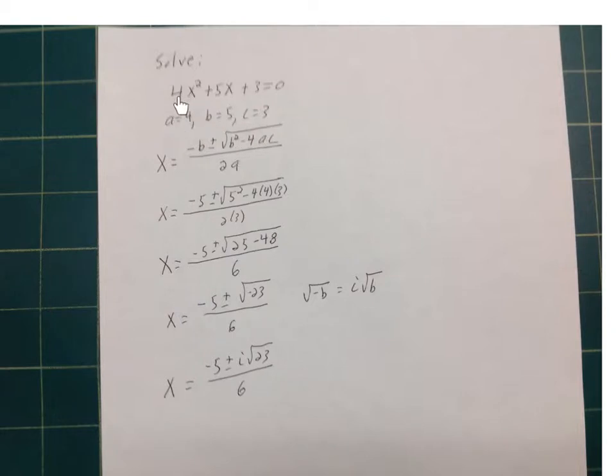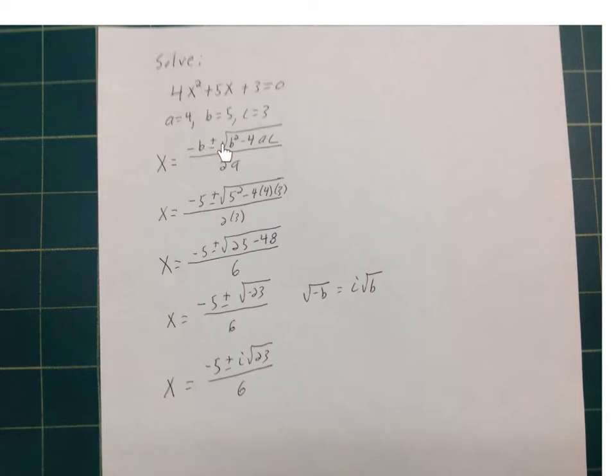You have to identify A, which is always the coefficient of the squared term, B, the coefficient of the linear term, which is 5, and C, your constant. Now, before you identify A, B, and C, you have to have the equation in standard form, which means 0 on one side, everything else on the other. Then we put it in this formula.